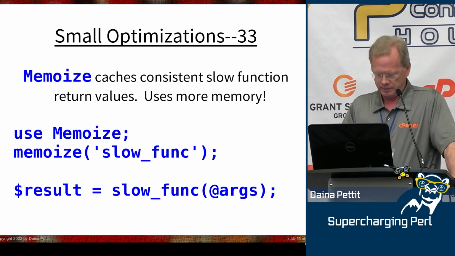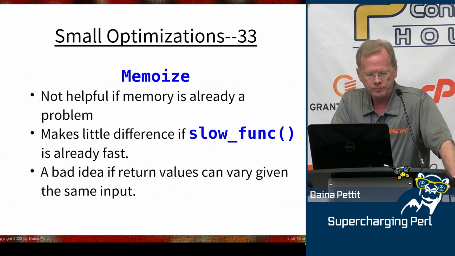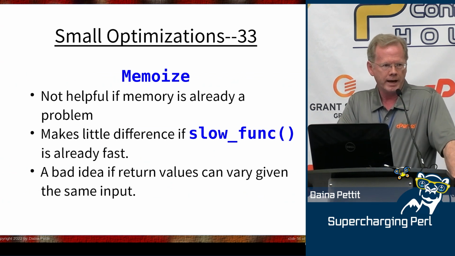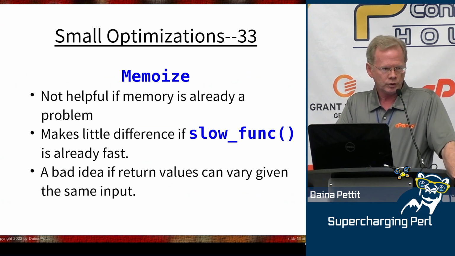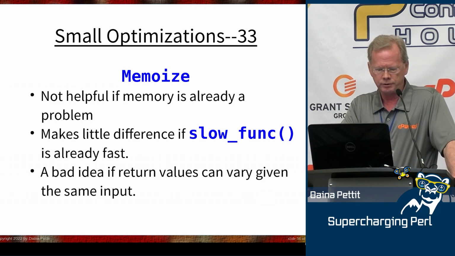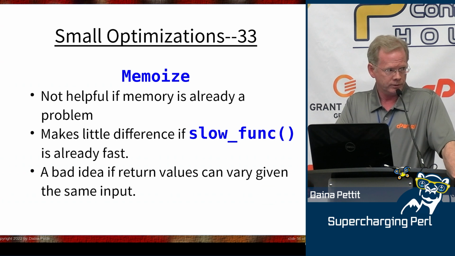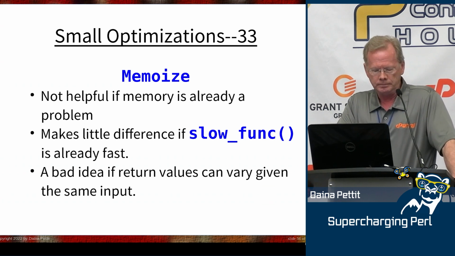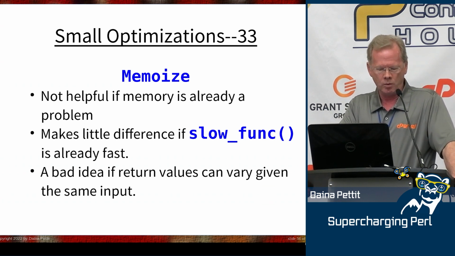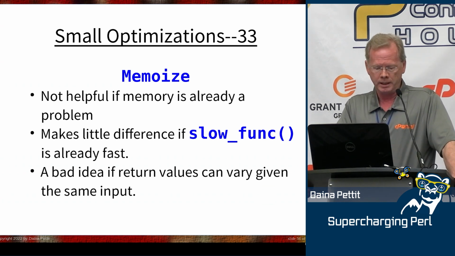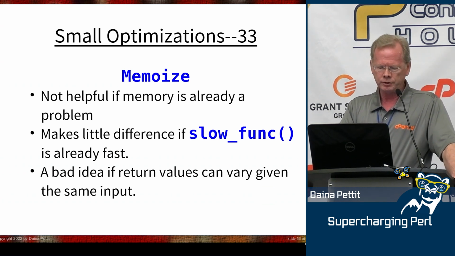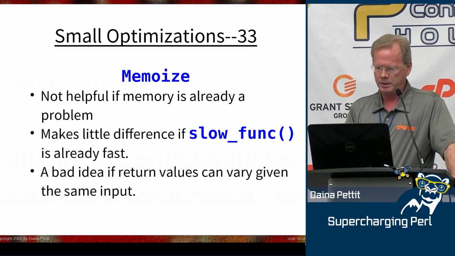It works really well if the values are consistent. So every time you call that slow function, if it always returns the same value given a set of inputs, then it will work for you. But if the values can vary, it won't work. If your slow function is actually fast, it won't make any difference. And it does take a lot of memory, so you have to be careful about that.